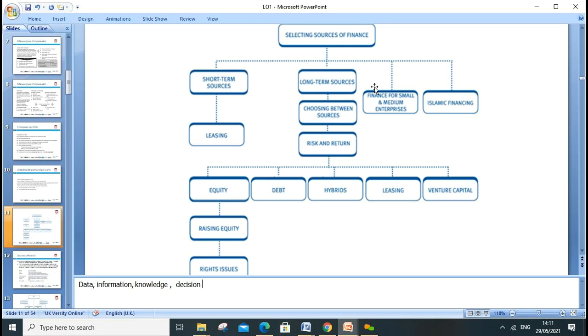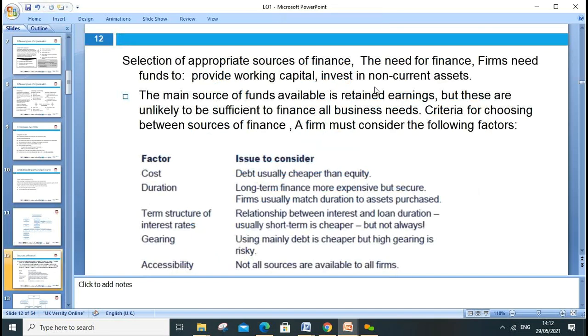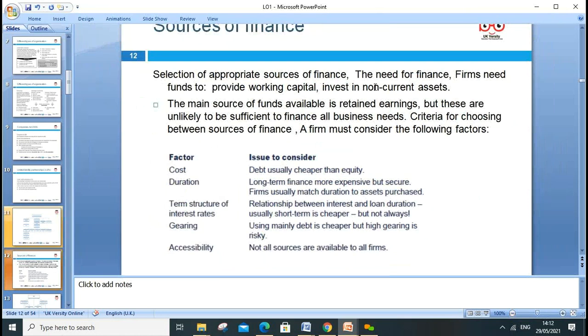Okay, so we have short-term sources; even leasing can be short-term. But for the long term, the major task is choosing between the sources, weighing risk and return. It can be equity, it can be debt, hybrid, leasing, or venture capital as well. Then there is finance for small and medium enterprises, and Islamic financing is also a source of finance.